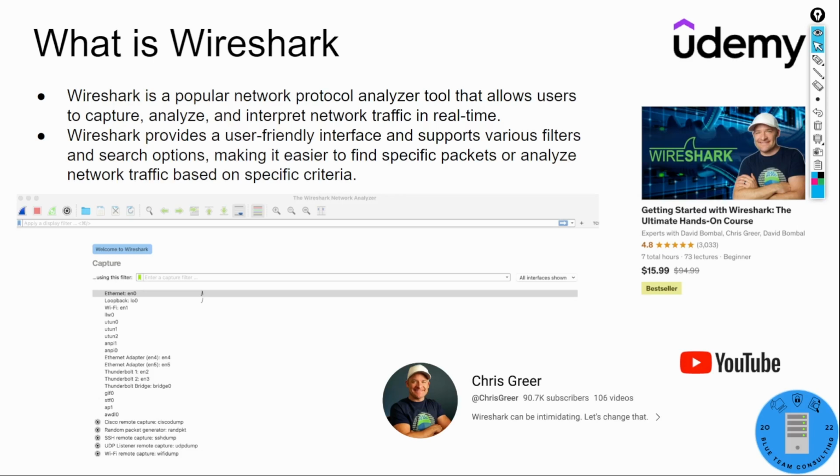So speaking of Wireshark, we just said what it was. It's a network protocol analyzer to capture, analyze, and interpret network traffic seen in real time. If you've heard of Wireshark, chances are you've been over to Udemy or YouTube and you've seen the Packet Head, aka Chris Greer. He is a phenomenal instructor for teaching Wireshark and getting really in-depth analysis skills with Wireshark and packet analysis. Definitely check him out, and I would go through his Getting Started with Wireshark course available on Udemy. I've gone through it myself.